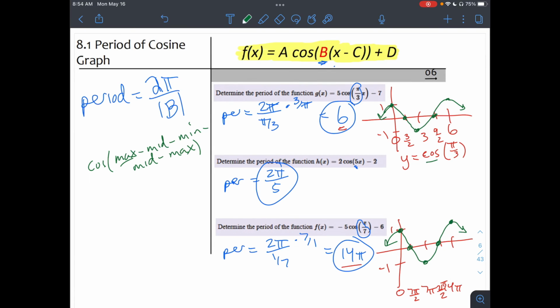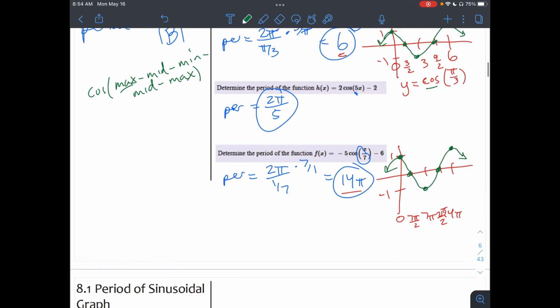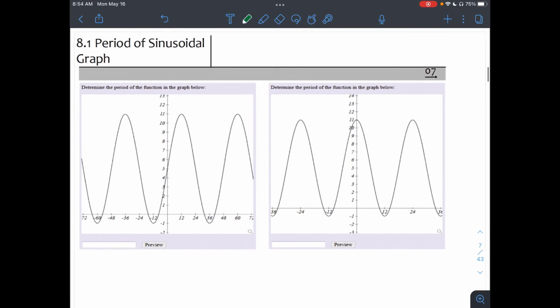All right, so what if we're working with period, but we're given the graph themselves? Okay, so again, the period represents the amount of time to complete one cycle, where we're looking at it as an interval to complete one cycle.